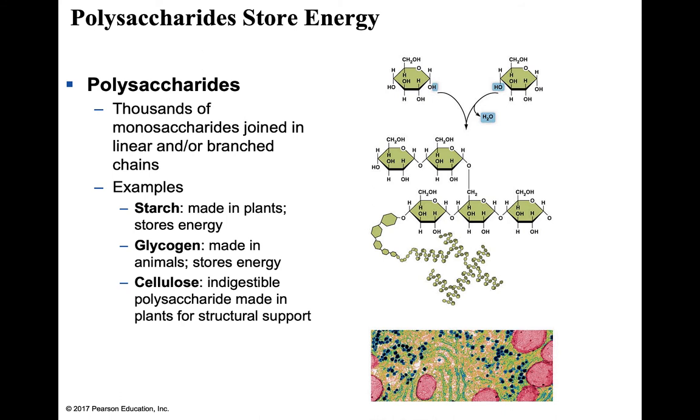The last real common polysaccharide is cellulose. Now, we don't have the enzymes in our body to break this down, and cellulose actually plays a role in plants and provides structural support. Fiber is a really good example of cellulose, and we have different types of fiber. Specifically, we have soluble, non-soluble. Fruit is a really good example of a substance that's high in fiber.